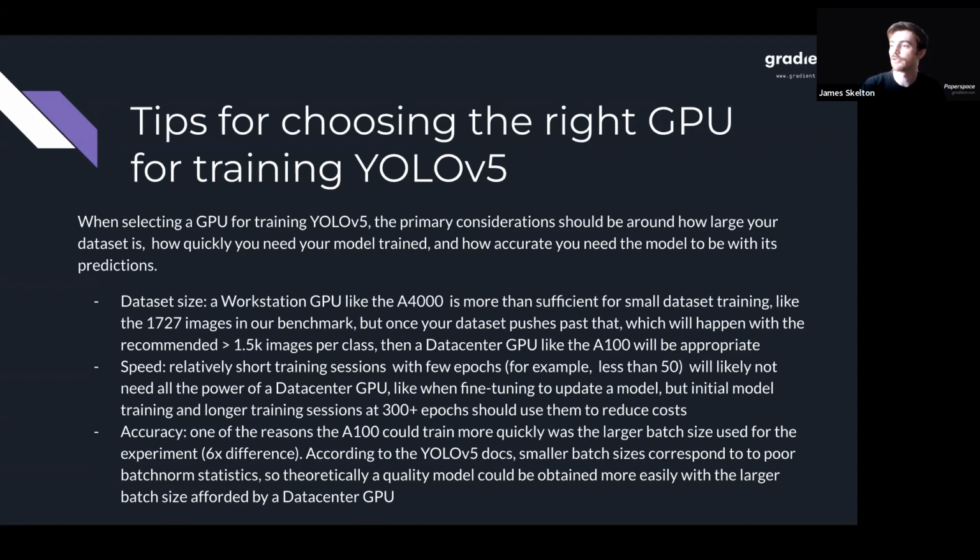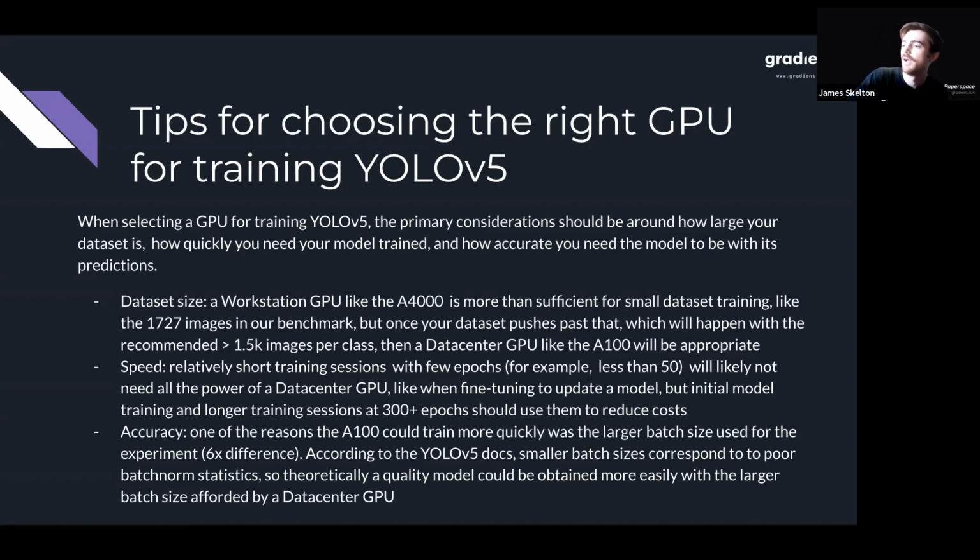When selecting a GPU for training YOLOv5, the primary consideration should be around how large your data set is, how quickly you need to train your model, and how accurate you need the model to be with its predictions. So first was data set size. A workstation GPU like the A4000, we've shown today it is more than sufficient for small data set training of YOLOv5. Like the 1,727 images, which of course bumped up to, I believe it was 3,609, I said.